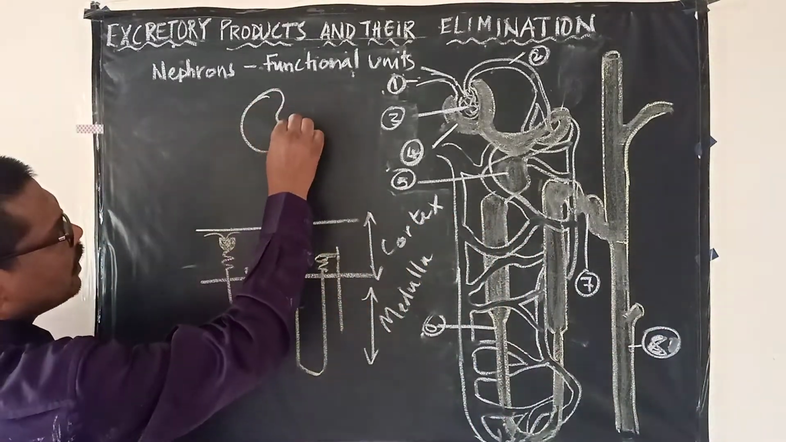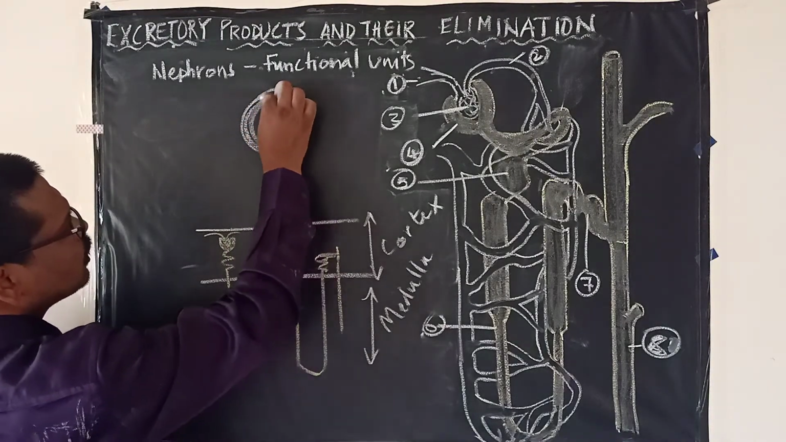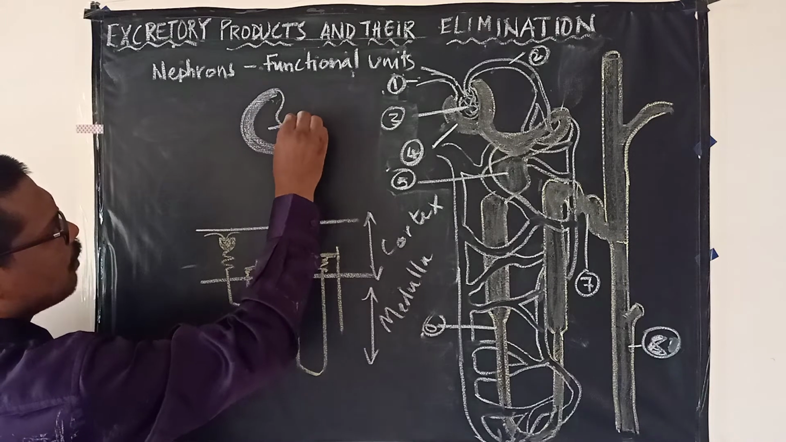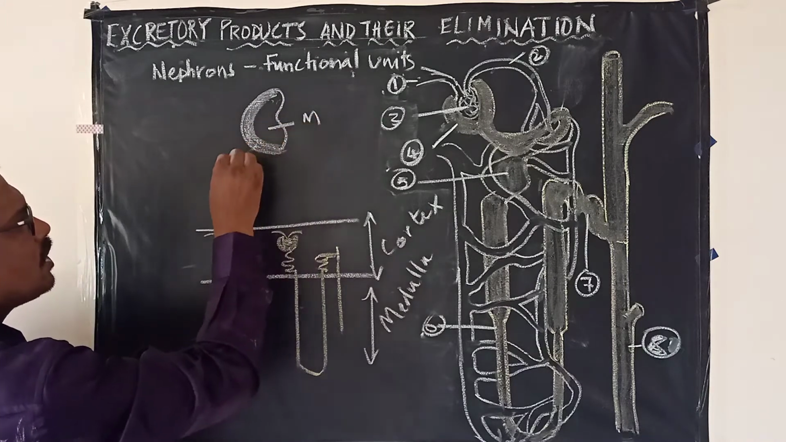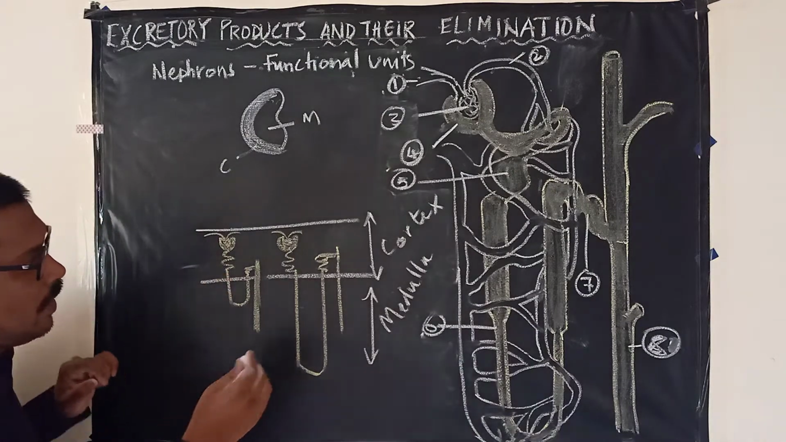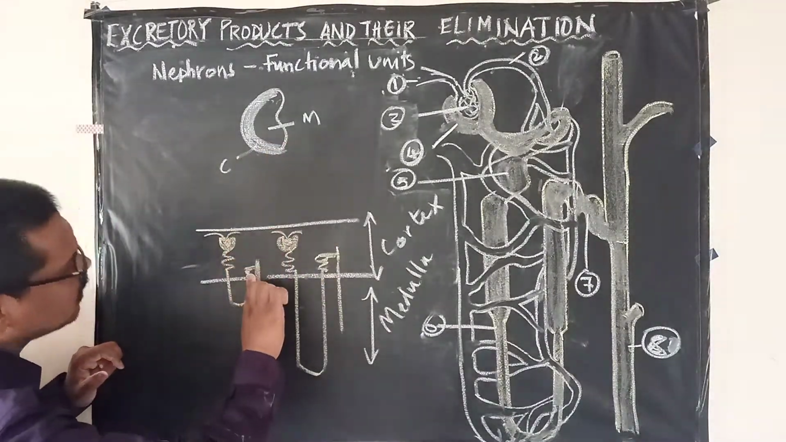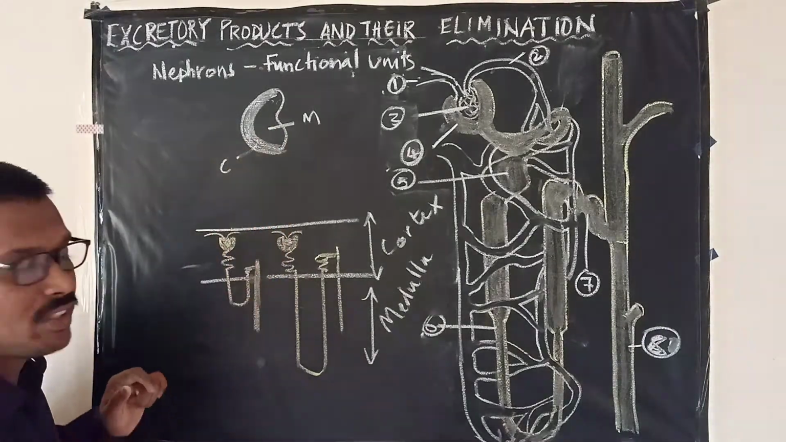Otherwise, I am showing you like this. If this is the kidney, the outermost periphery part of the kidney is called as what? Cortex, we are saying. And this part is called as what? Medulla. That's the meaning over here. So let us say this is the cortex region, and the other part, the medulla, is there deep inside.